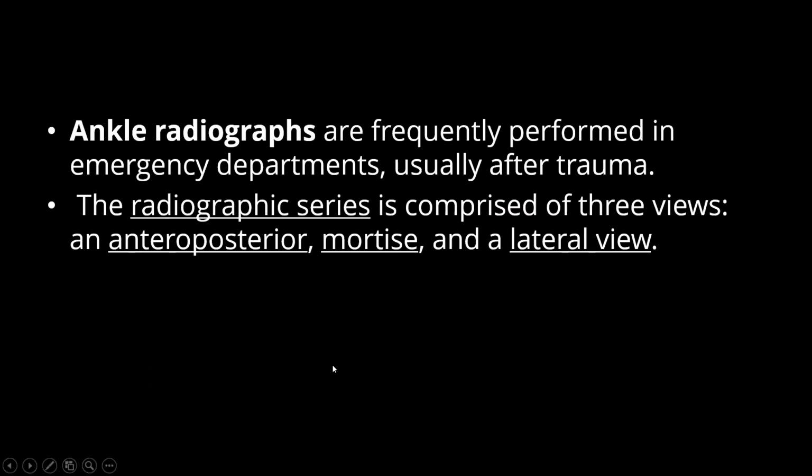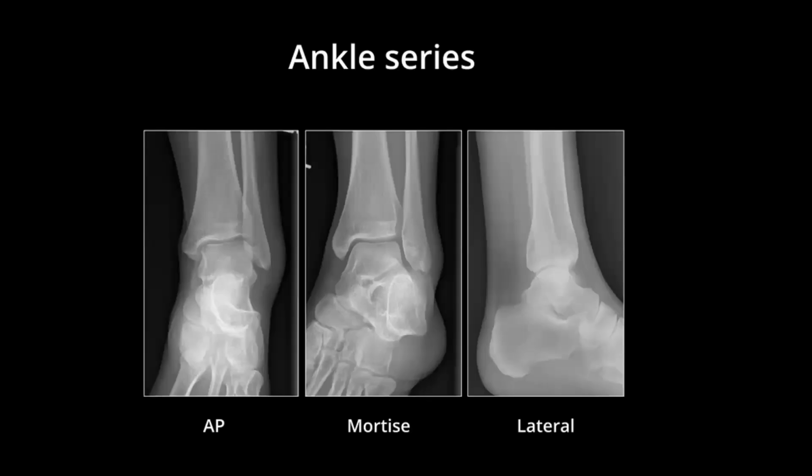Now let's see the X-ray anatomy. Before proceeding to the anatomy, we should have a basic idea of how many views we generally use for the ankle. Ankle radiographs are commonly advised in the emergency department, generally after trauma. The radiographic series of the ankle comprises three views: anteroposterior, mortise, and lateral. So we have first the AP view, followed by the mortise and lateral views.